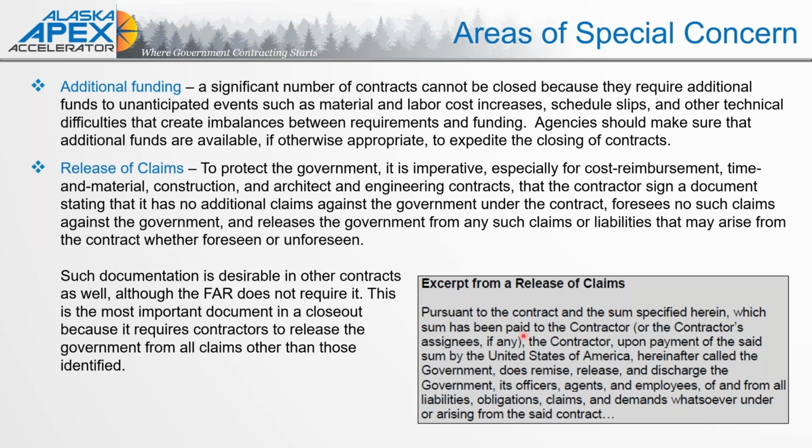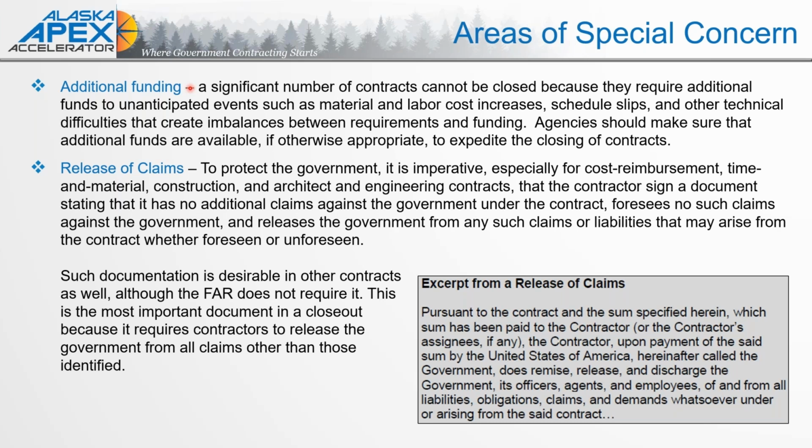So, areas of special concern. When we are evaluating and reviewing, these are the type of things that we are looking for, the flags. The additional funding. One, did you ask for a change order, a request for equitable adjustment, REA? There we go. Let me get all the words out.